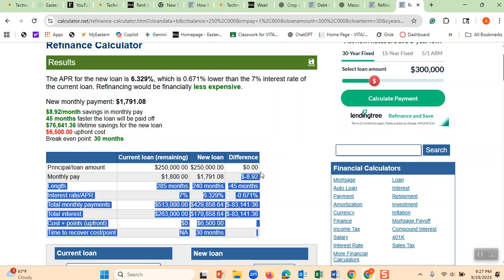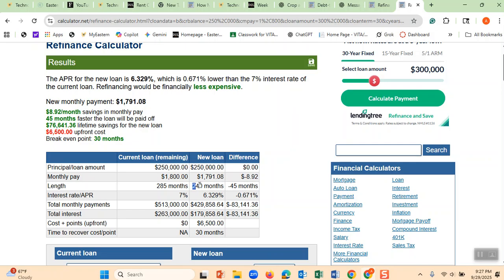But that's not your real saving. Your real saving comes from here. Do you see here? This bank wanted you to pay 285 months of $1,800. But here you only pay in 240 months. That means this only takes you 20 years, since 240 months is 20 years. But this one takes more than 20 years, let's say 25 years. Therefore, according to this, you make 45 fewer monthly payments. That's a huge amount of saving.